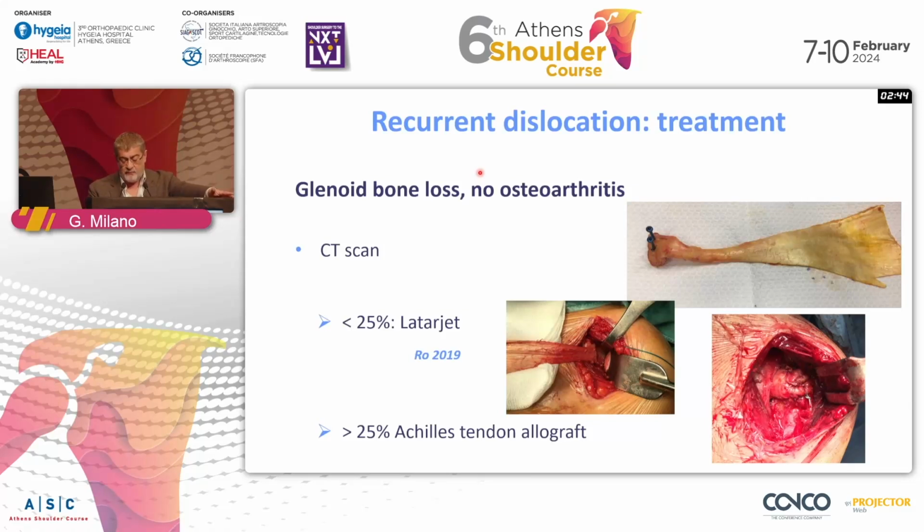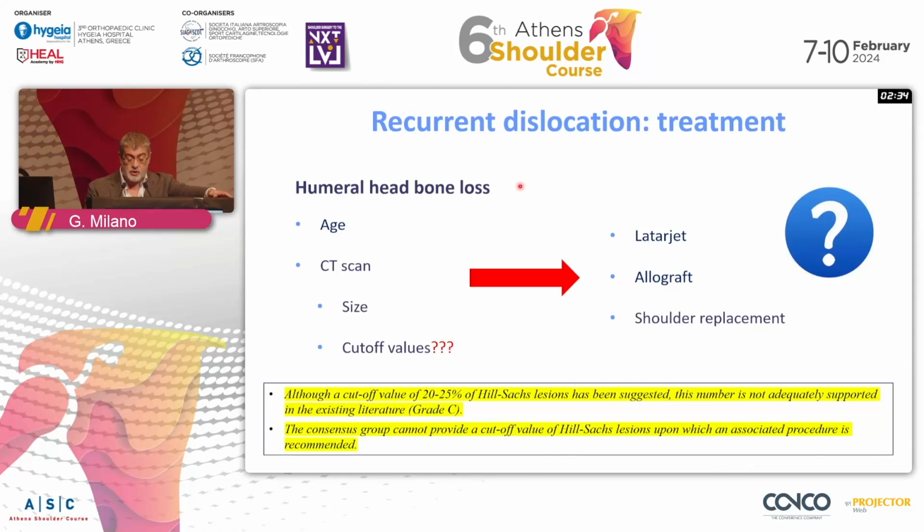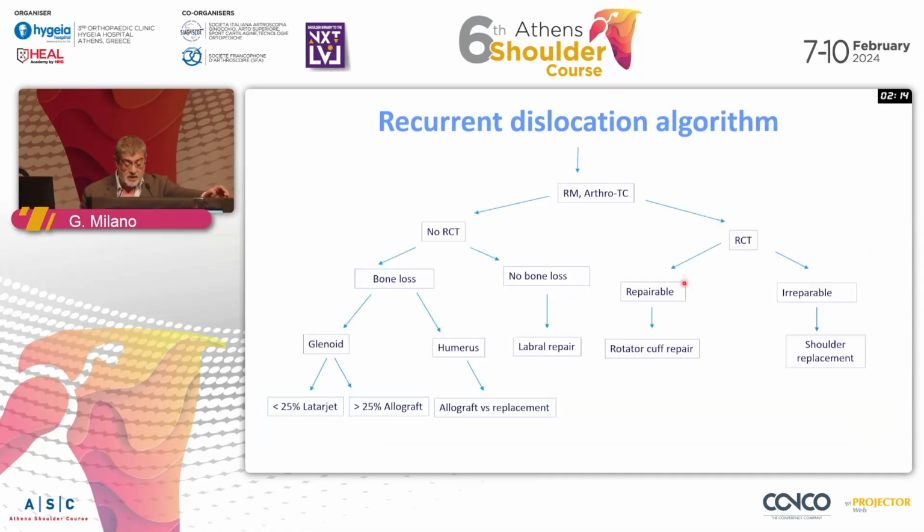Personally, we use a fresh frozen Achilles tendon allograft with the bone graft, and we use the soft tissue part of the graft to reinforce the anterior structures. If you have a large humeral head bone loss, and the question is how large it should be, depending on the age, you can consider Latarjet, you can consider allograft if the size is larger, but in older patients, a reverse shoulder arthroplasty should be considered. So finally, this is our algorithm for recurrent dislocations.